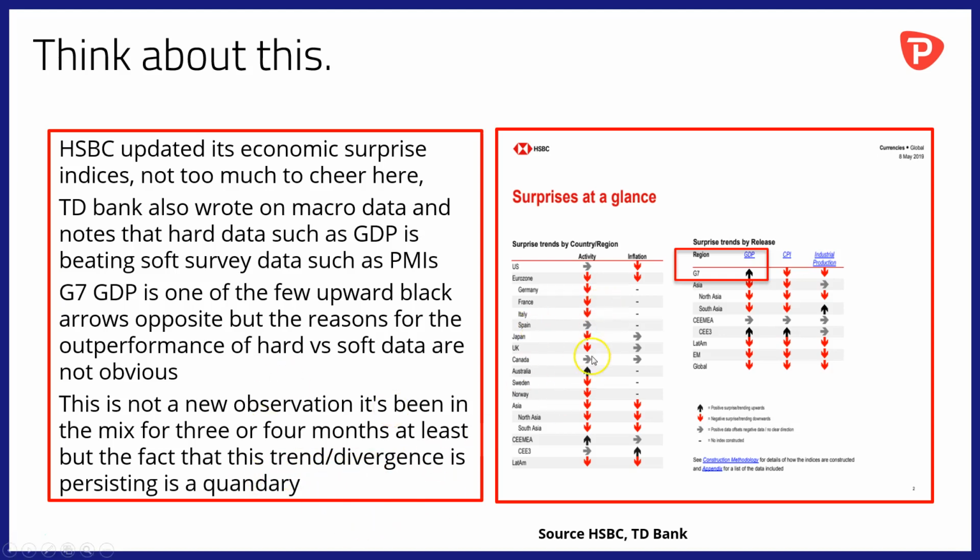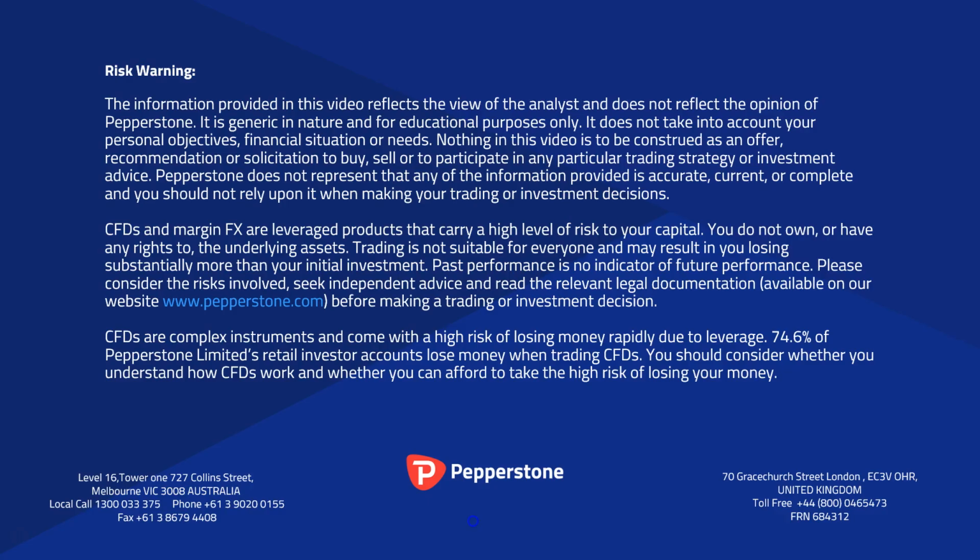As you can see in the table here, the vast majority of arrows are downward and therefore negative as far as economic surprise is concerned. There are a few bright spots. Australia has been one, as I say, G7 GDP has been another, but they're few and far between. Industrial production picking up in Southeast Asia, for instance, but they are slim pickings, and that's certainly something for us to talk about over the weeks and months to come, I'm sure.